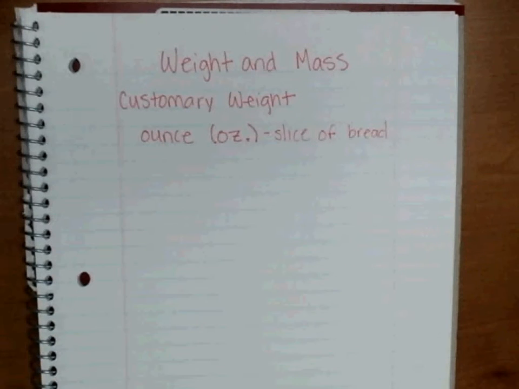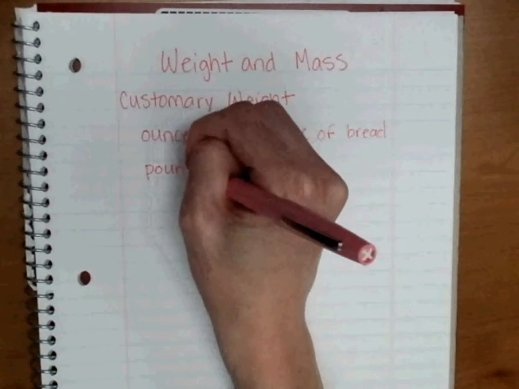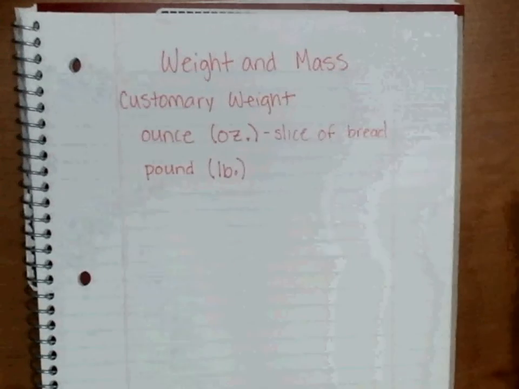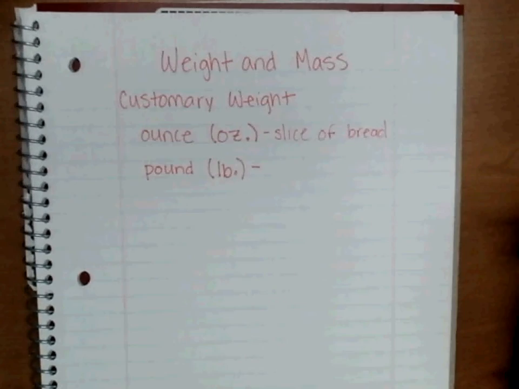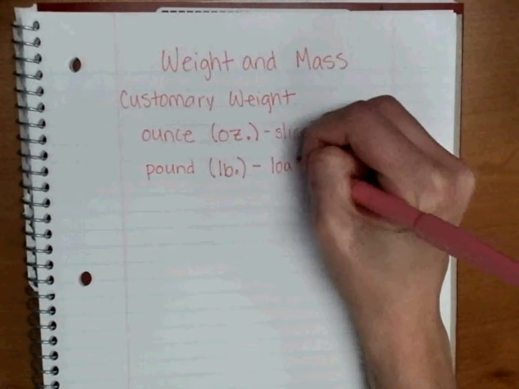The next unit of weight is a pound. The label is LB. Comes from the Spanish word for pound, libre. And a pound is about a loaf of bread, so the whole loaf of bread.